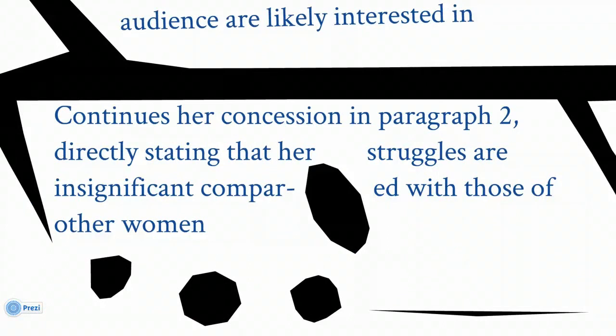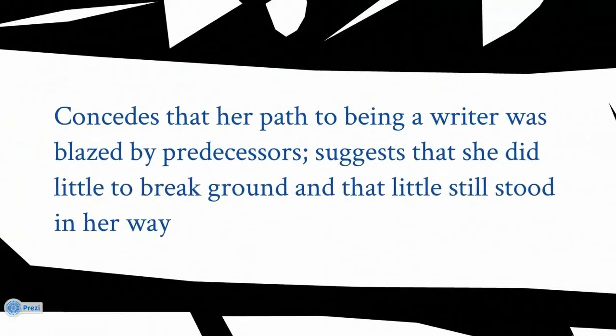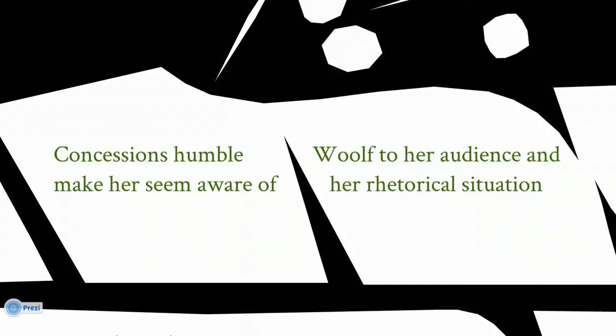She continues this concession in paragraph 2, directly stating that her struggles are insignificant. She actually, not in the same words, implies that her struggles are insignificant compared to her audience's struggles. And she additionally concedes that her path to becoming a writer was blazed by predecessors, so she didn't do much trailblazing herself. She suggests that she did very little to actually break any ground at all, and that little stood in her way.